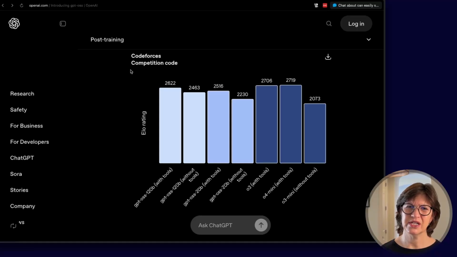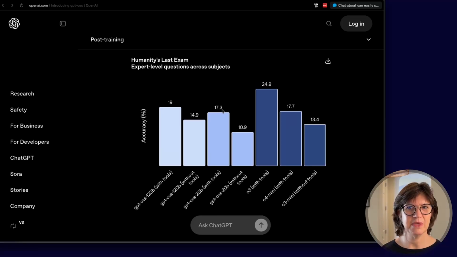Something, code forces, competition code, blah, blah, blah. And then there's a whole bunch of models down here. But I think the thing that really stands out is, so over here in the dark blue, these are the models that you have to pay for to use. O4 Mini with tools has the highest score. Their smallest open source open weight model with tools, 2516 compared to 2719. That's crazy close. This one you have to pay for. This one is free. That's pretty impressive.